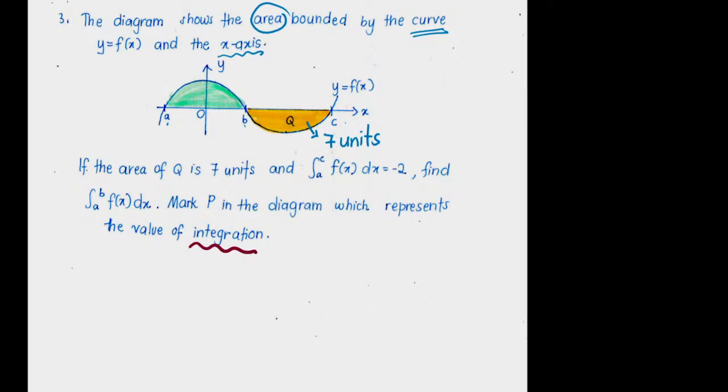So first step, we need to find this. Then after that, we can mark the P. Look at this question carefully. You have two parts of the area. One is in green color, the other one is in yellowish color. Now they have told us the area of Q is 7 units. Remember just now teacher told, right?